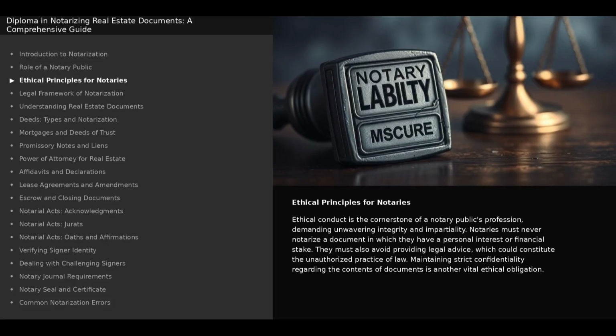Ethical principles for notaries. Ethical conduct is the cornerstone of a notary public's profession, demanding unwavering integrity and impartiality. Notaries must never notarize a document in which they have a personal interest or financial stake. They must also avoid providing legal advice, which could constitute the unauthorized practice of law. Maintaining strict confidentiality regarding the contents of documents is another vital ethical obligation.